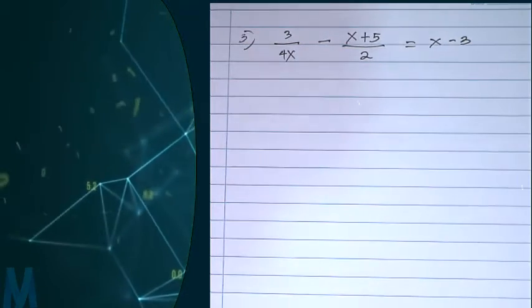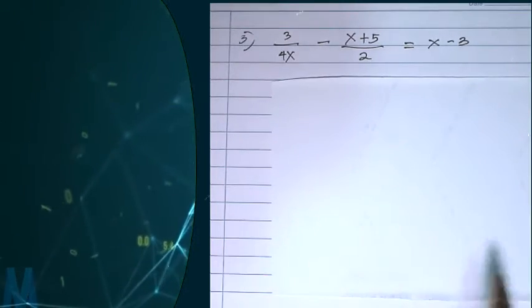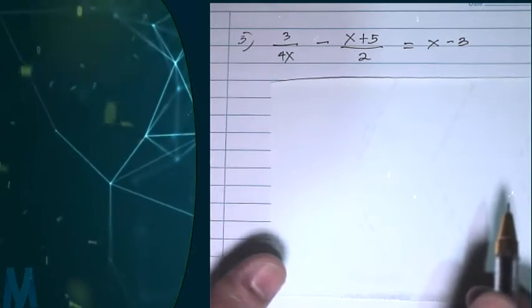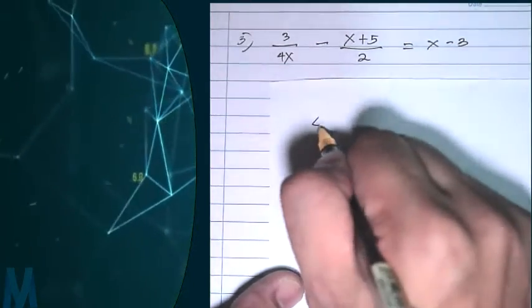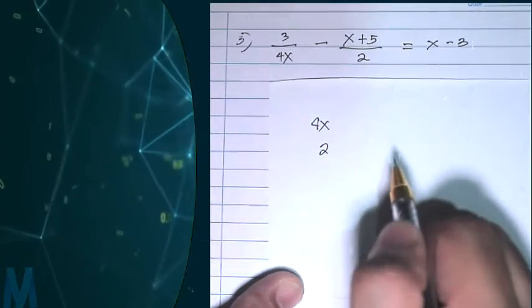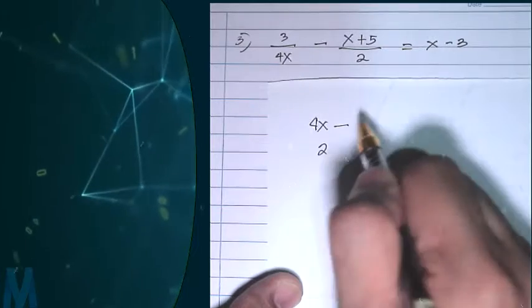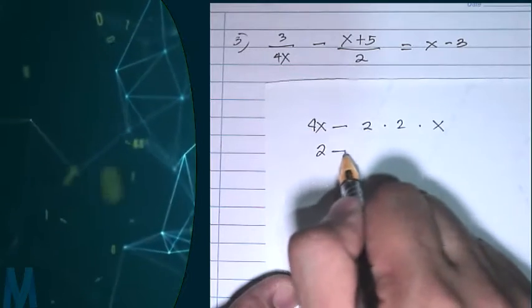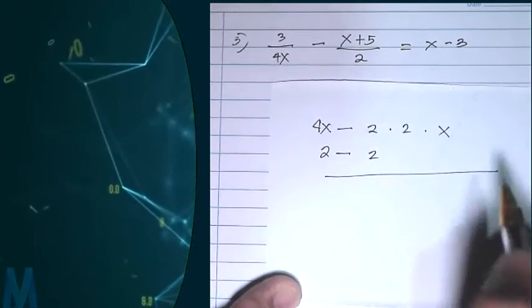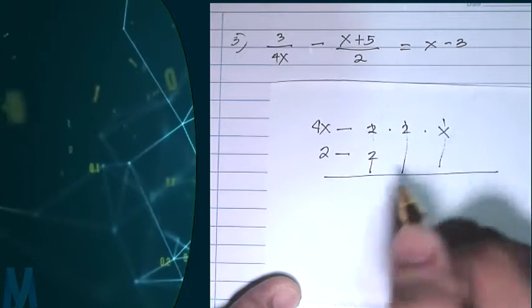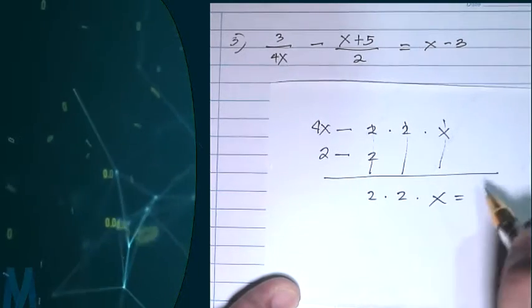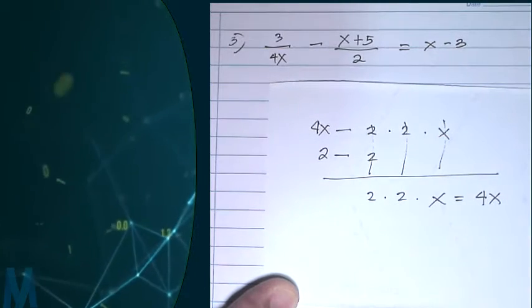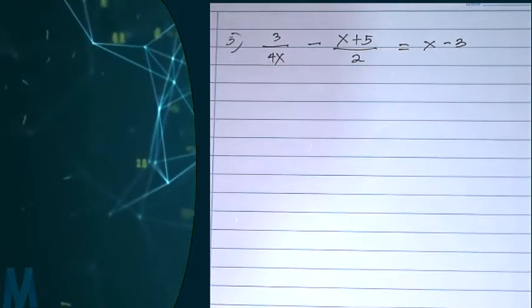Okay? So to get the LCM of 4x and 2, we're going to use prime factorization. So we have 4x and 2. The prime factorization of 4x is 2 times 2 times x. And the 2 is 2. Then bring down all the factors. We have 2 times 2 times x is equal to 4x. Okay? So the LCM that we will use is 4x.